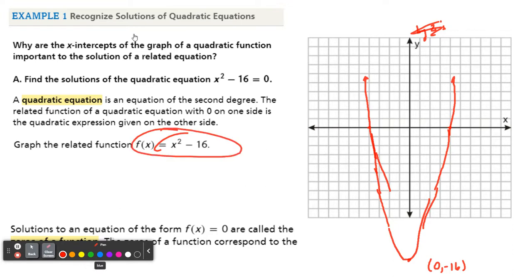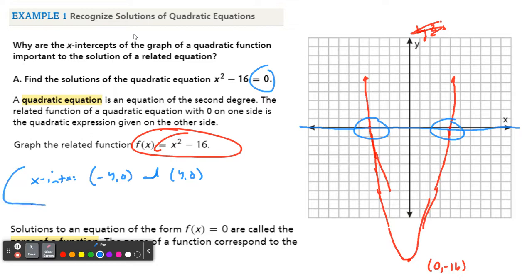If you think of this 0 on that side as the x-axis, when y is 0, the two points we care about are where the parabola intersects the x-axis. So here our x-intercepts were at negative 4, 0 and 4, 0. These will be the solutions to our equation.